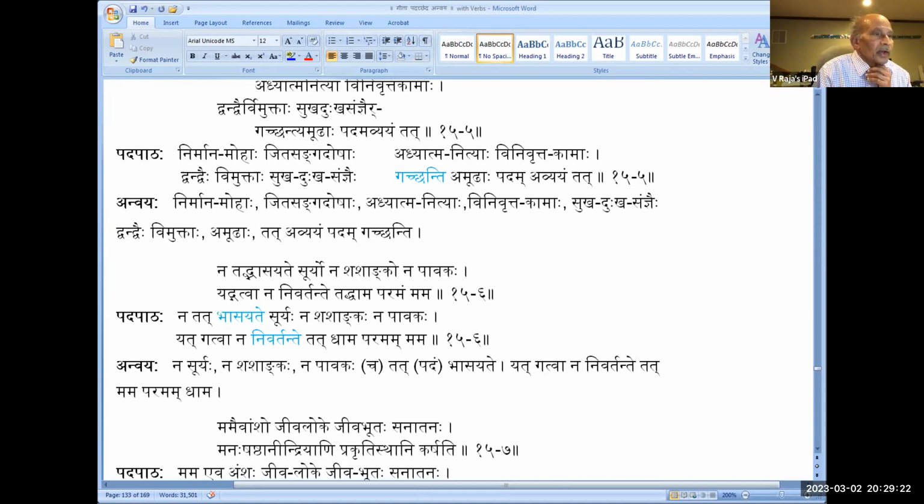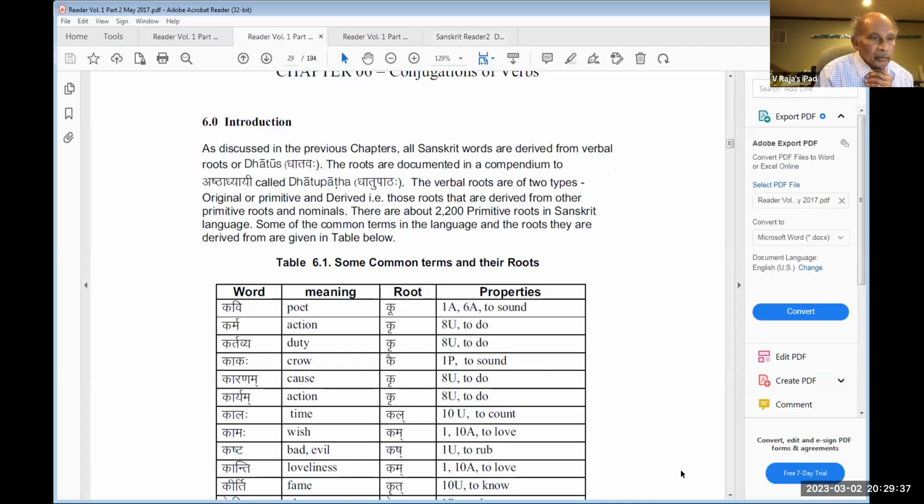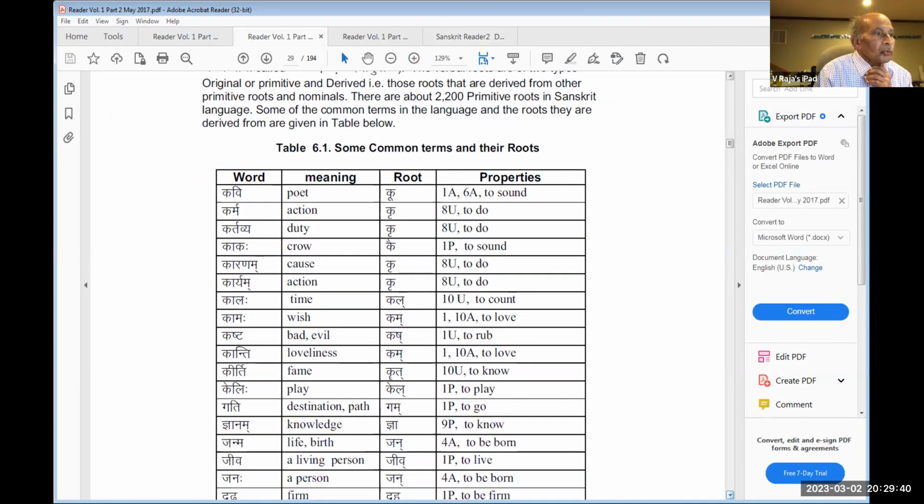Now I have to go back to new share. Okay. Now you have to look at these roots. Kamaha is a word meaning to wish. It comes from a root called kam. It will come in two ganas, groups, the first gana and the 10th gana. Now, you will also see in here things like A, U, and P.